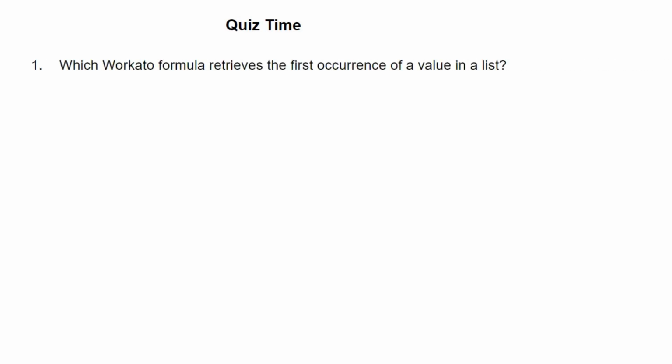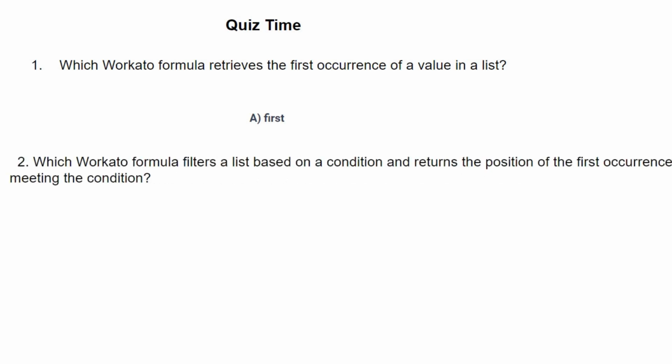The first question for you is: which Workato formula retrieves the first occurrence of a value in the list? Here are the options: first, index, where, last. I think you know the answer, so let me give it to you. It's first, the first occurrence of the value in the list.